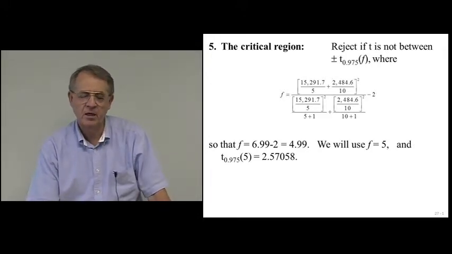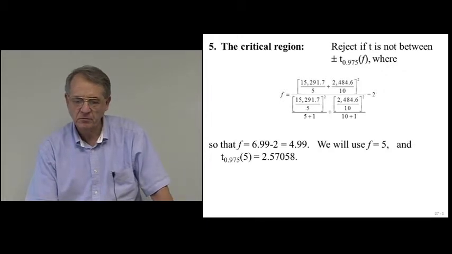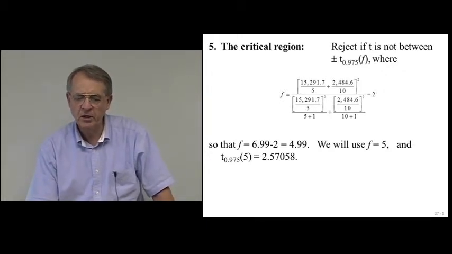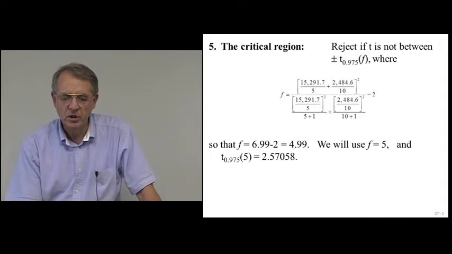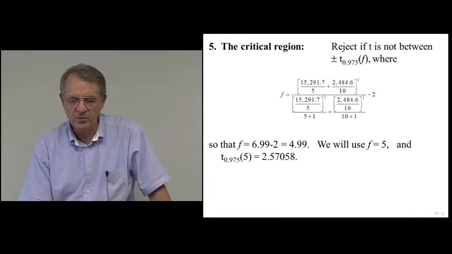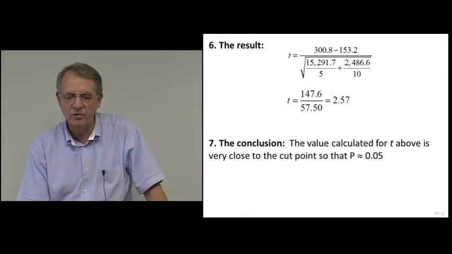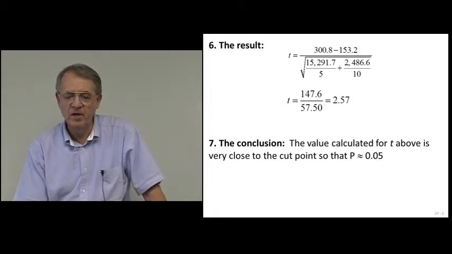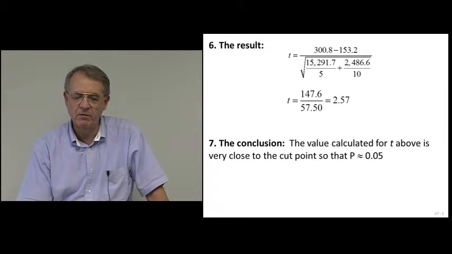So now we have to calculate our test statistic. To do that, we plug the numbers into the formula, and we get those that are shown here, that t is equal to 300.8 minus 153.2 divided by the square root of 15,291.7 divided by 5.